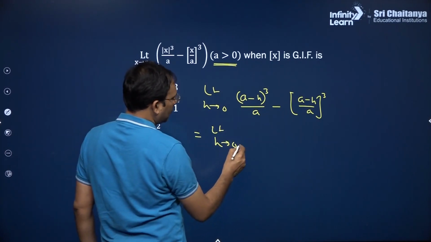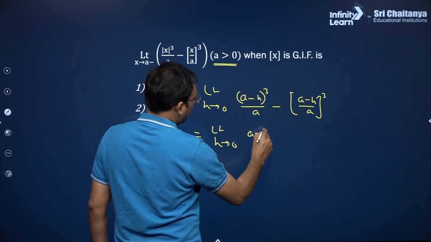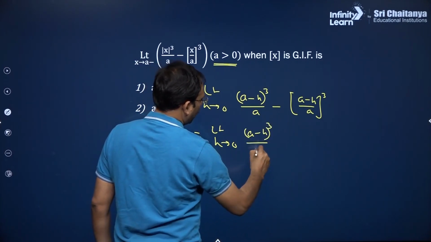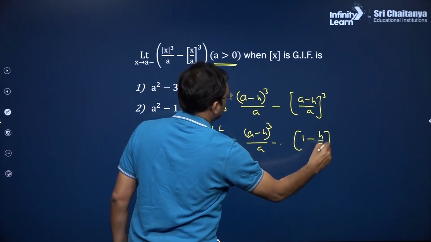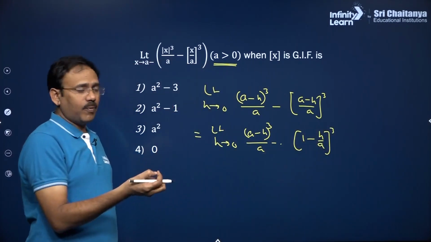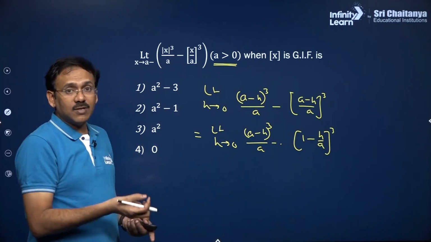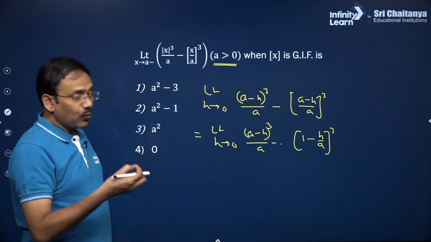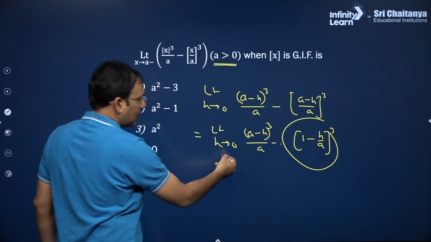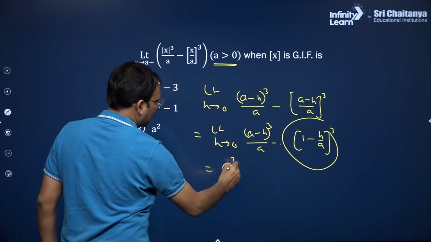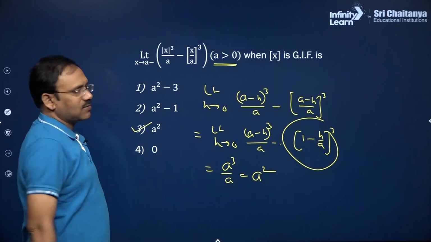This is going to be, you can write like, (A minus h) whole cube by A, no problem. This is, my dear friends, (1 minus h by A) whole cube. h is a small positive quantity, h by A is 0.00 something, 1 minus that means 0.999, whose cube is 0, my dear friends. This part becomes 0, and here if you put h is equal to 0, you will get A cube by A, which is A square. That's all. A square is the answer.